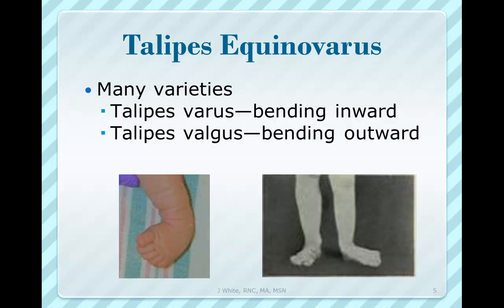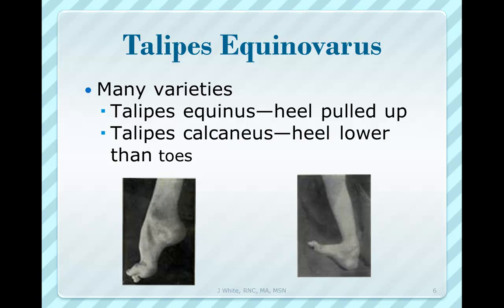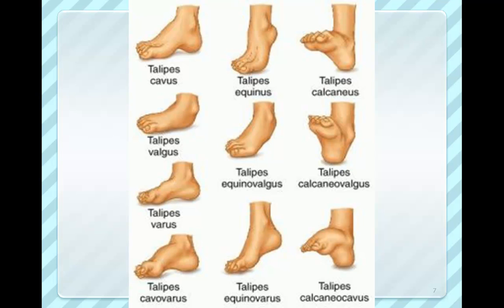The term talus varus means that the toes or the foot bends inward, whereas talus valgus means the toes bend outward. Talus equinus is referring to the heel position, and like a horse, the heel is up and the child walks on their toes. Talus calcaneus is when the heel is lower than the toes, and when the child starts walking, they walk on their heels. Lots of varieties that it can be depending on the combination of toes in or out, heel up or down.